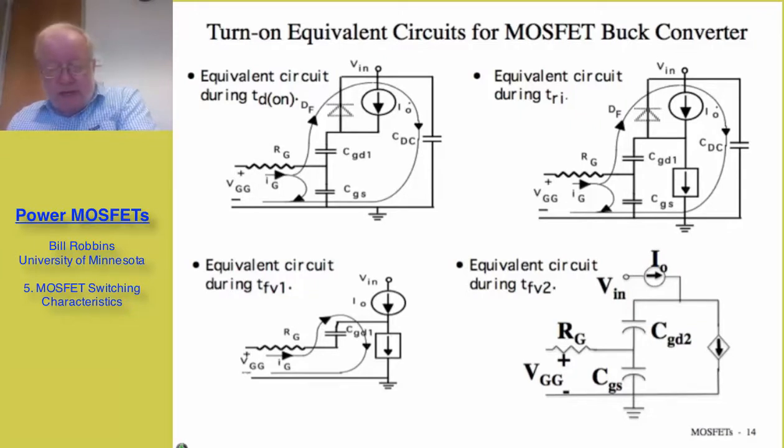And so here on the lower left-hand side, I show the equivalent circuit for the t_fv1 interval, where we have a relatively small value of gate to drain capacitance. We're now in the mode where we have a fixed voltage between gate and source, so I don't even bother showing the gate to source capacitance. And that current that is flowing, the gate current, goes entirely into the gate to drain capacitance and then flows to ground through the dependent current source. When I reach a low enough value of drain to source voltage, I still have the same equivalent circuit, but now I have to change the value of the gate to drain capacitance to the larger value, C_gd2.